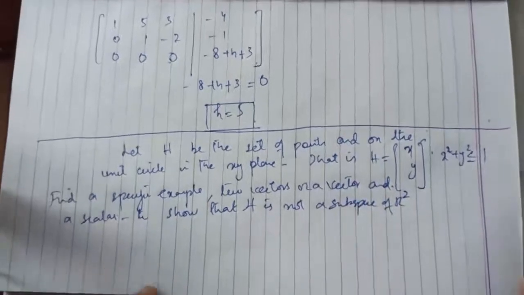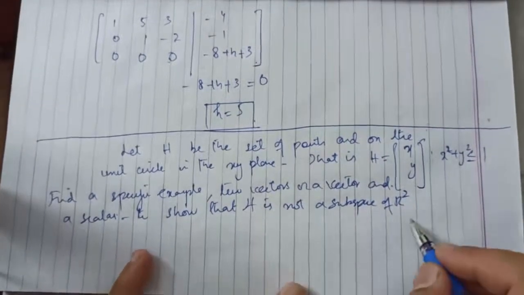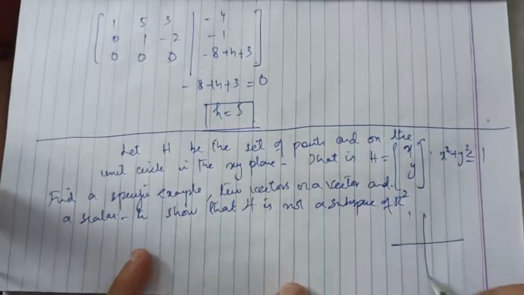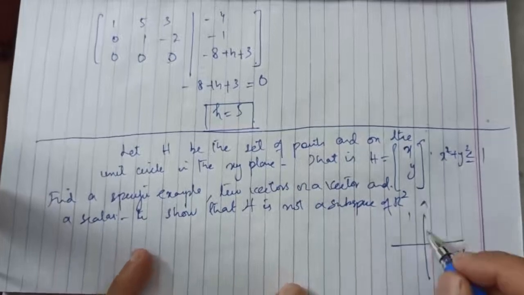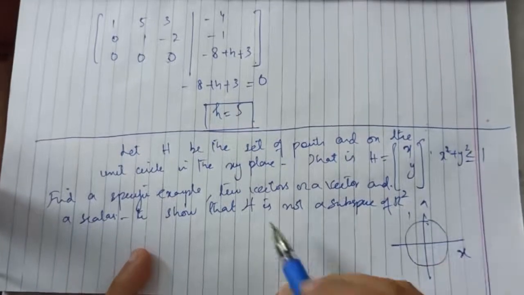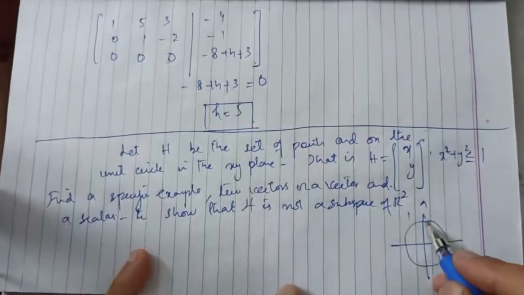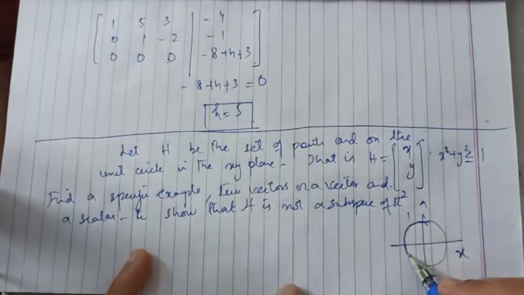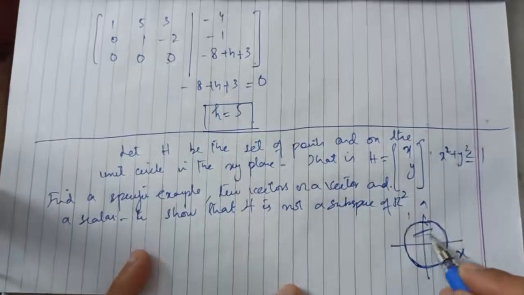So what it's saying here is this is x and this is y, right? So we can make this circle. So we're saying H is a vector space that is defined by the points on the circle and inside that circle.